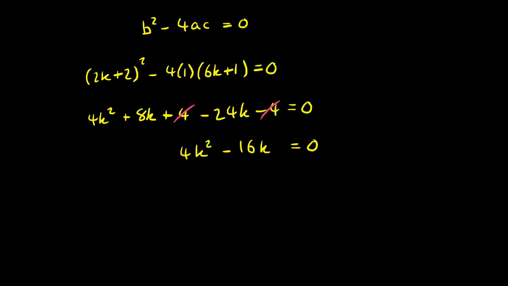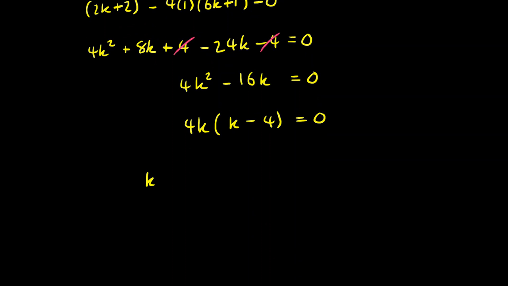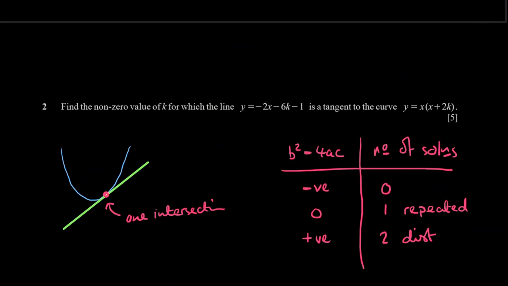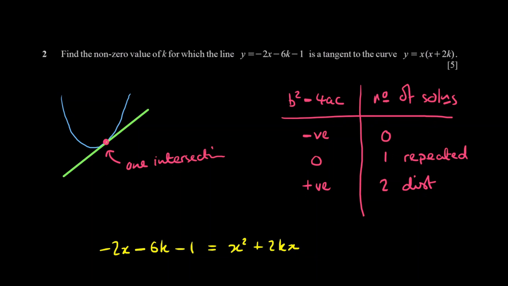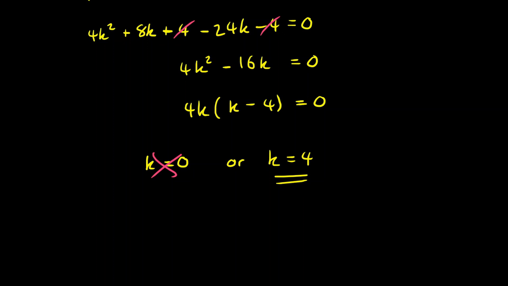And this should factorize. We can factorize out 4k to get k minus 4 there. And so that means we've either got solutions k is equal to 0 or k is equal to 4. Now, let's go back and read our question very carefully. We want the non-zero value. That's what the question says. We need to be super careful. And the non-zero value is obviously k is equal to 4. So we ignore that solution. So k is equal to 4 is our only solution.